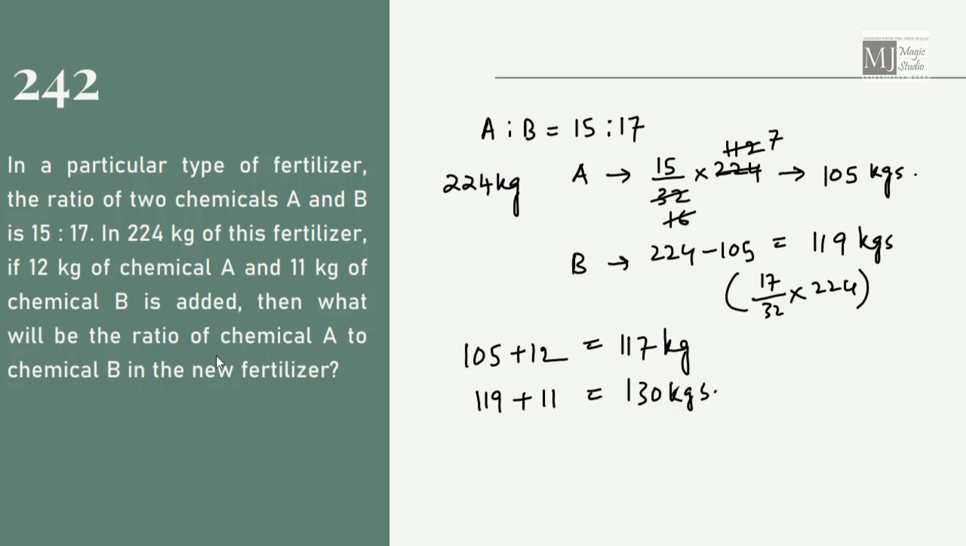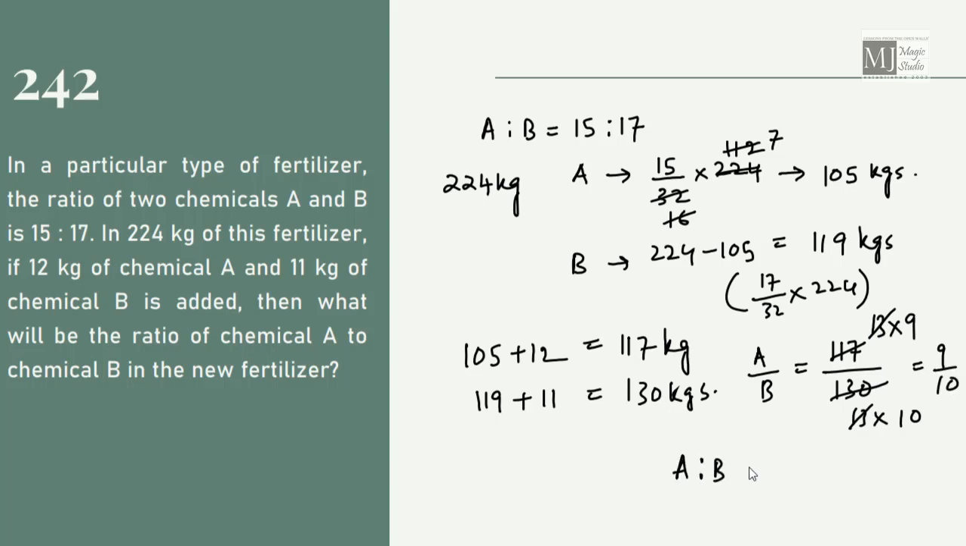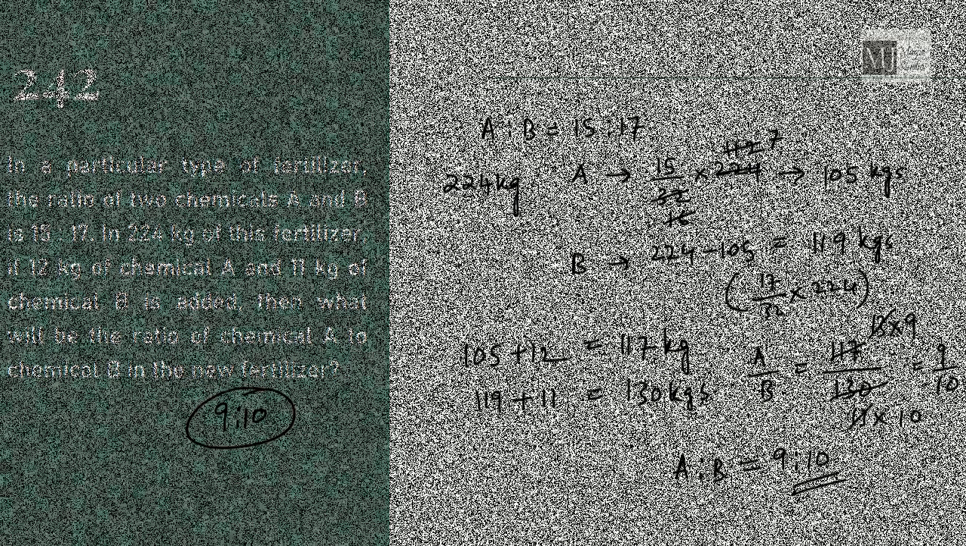So what is the ratio of chemical A to chemical B in the new fertilizer? A by B is 117 by 130. 117 is 13 times 9 and 130 is 13 times 10. If I cancel out 13, I am left with 9 by 10. So the new ratio of the two chemicals in the new mixture is 9:10. Since it is an open question, the answer to be typed in is 9:10.